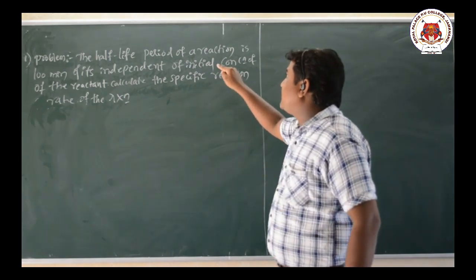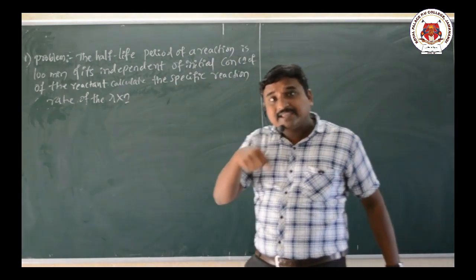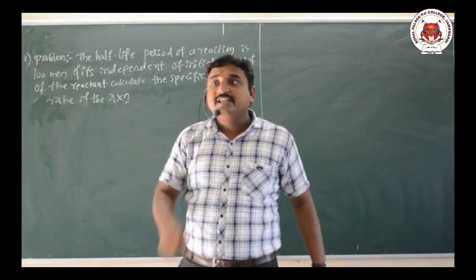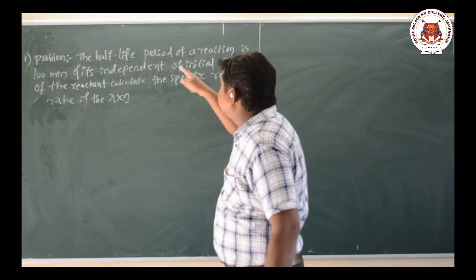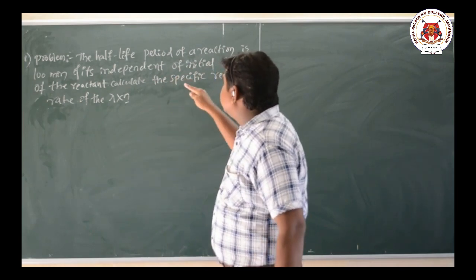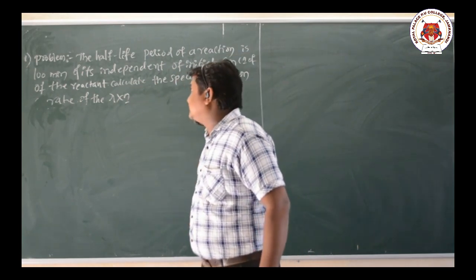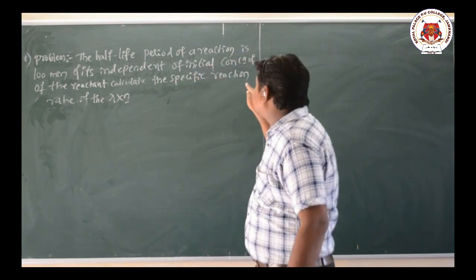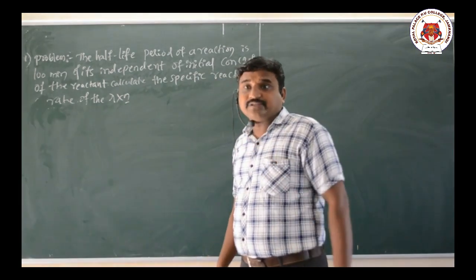The half-life period of a reaction is 100 minutes. So the half-life that is given is 100 minutes, T half. The half-life period of a reaction is 100 minutes and it is independent of the initial concentration of the reactant. Calculate the specific rate of the reaction.